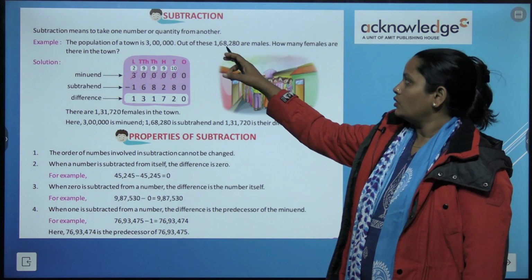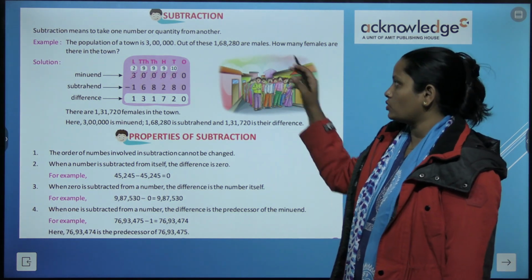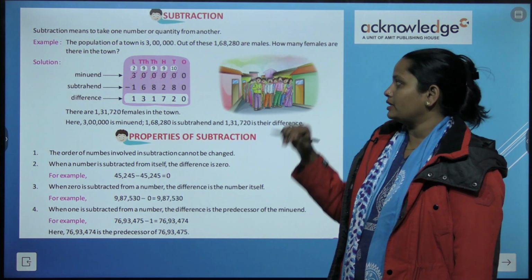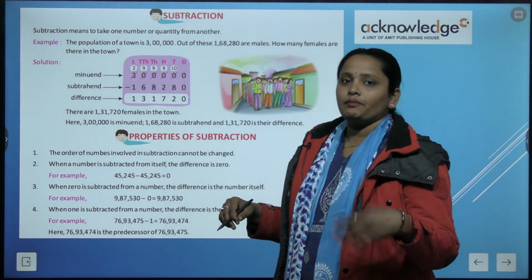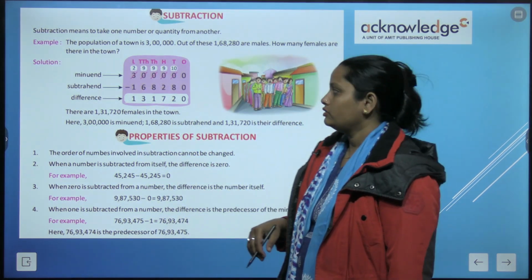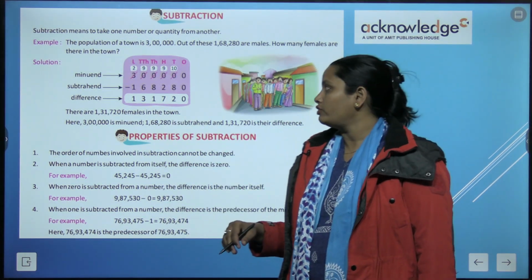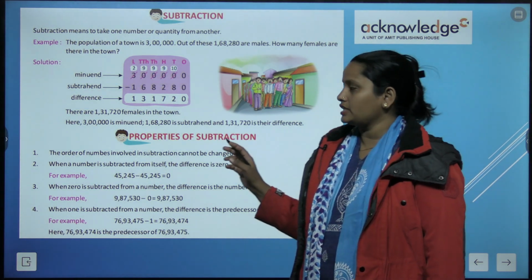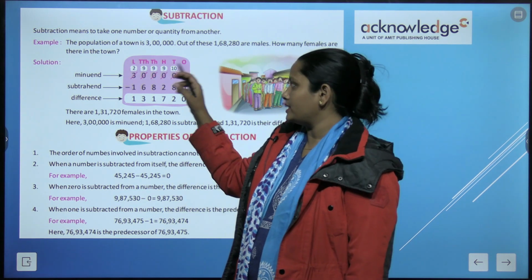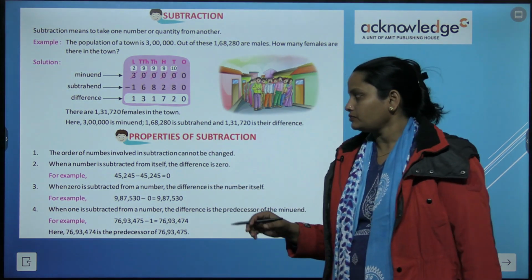Out of these, 1,62,280 are males. Here there are this many males. How many females are there? So we know the total and we know the males, so when we subtract the two we will get the total number of females. So these are the number of females. We will subtract this just as we do, starting from the ones place.